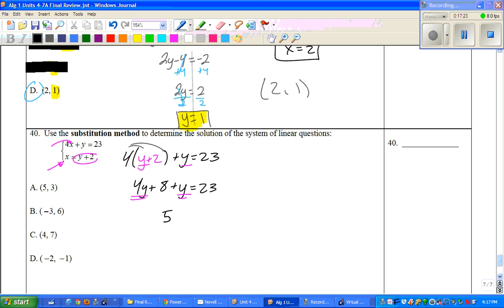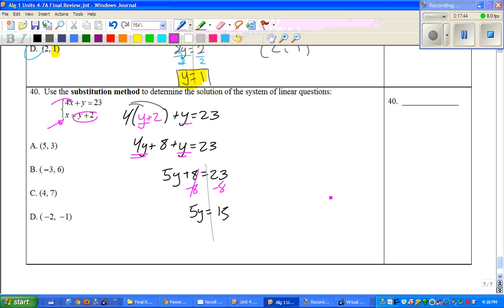Combine your like terms. 5y plus 8 equals 23. Subtract the 8s. And then to get the y by itself, we need to divide by 5. So y equals 3.